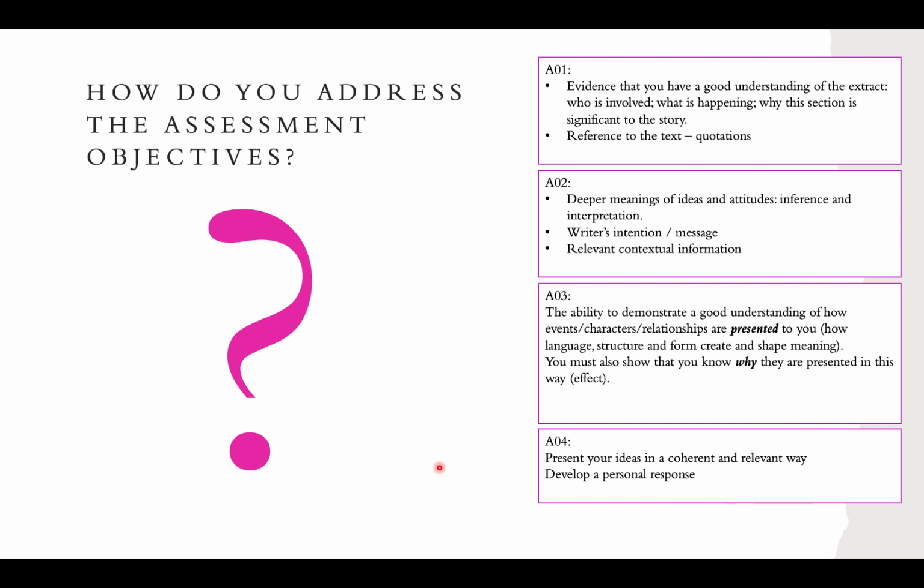AO4 is all about your essay writing skills. It's your ability to present your ideas in a coherent and relevant way and to be able to develop a personal response in relation to the question. So again, that comes back to you being able to understand the question, pick out the keywords in the question, and then be able to select relevant parts of the extract in response to the question. So how you're formulating your points and where your essay is really going.